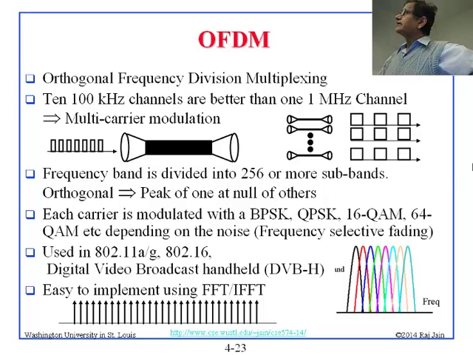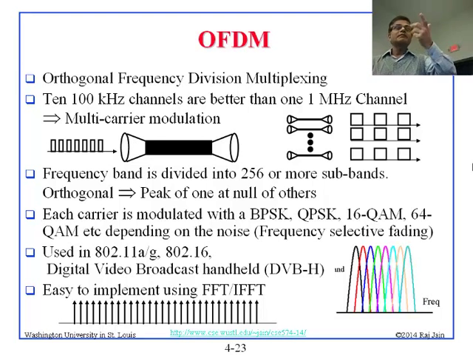So the idea is the frequency band is divided into 256 or more sub-bands, and these are orthogonal. So the power level is such that whenever one is maximum, everything else is 0. Okay? So this is called orthogonal. Each carrier is such that the peak of one is the null of the others. Each carrier is modulated with BPSK, QPSK, 16 QAM, or 64 QAM, depending upon the noise. So that's another advantage. If there is little noise, we use 64 QAM. If there is more noise, we use 16 QAM. If there is even more noise, we go down to QPSK and BPSK.